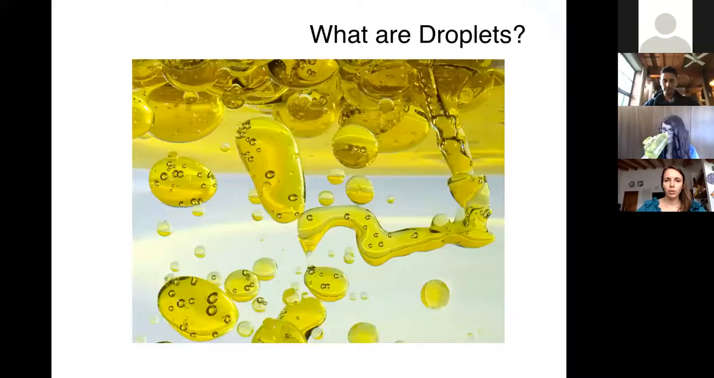So let's talk about droplets. What are droplets? When we mix two immiscible fluids, for example oil and water, they remain in two different separated phases. For example, something we see every day in the kitchen: if you drop a drop of oil in water, it stays separated from the surrounding water.